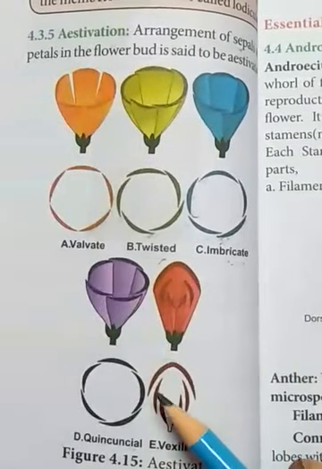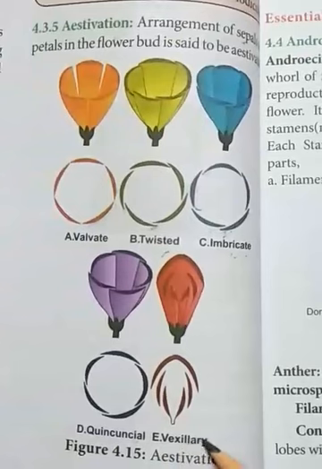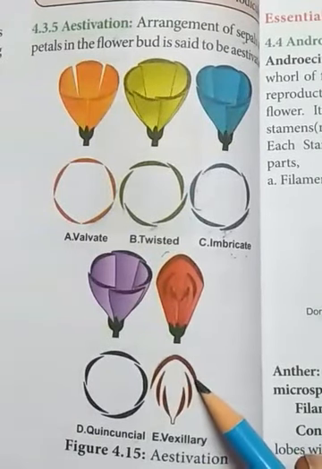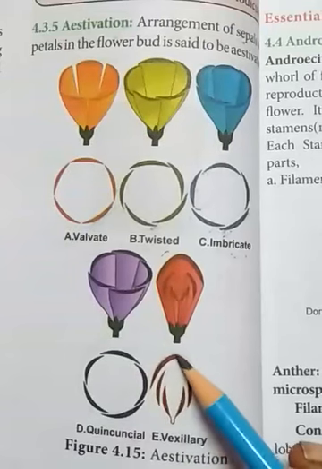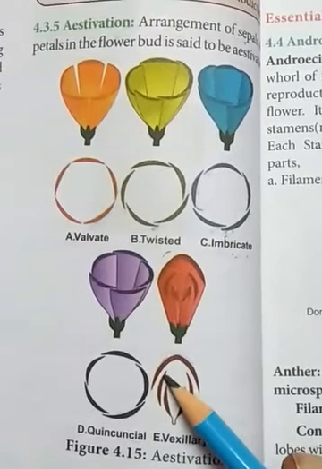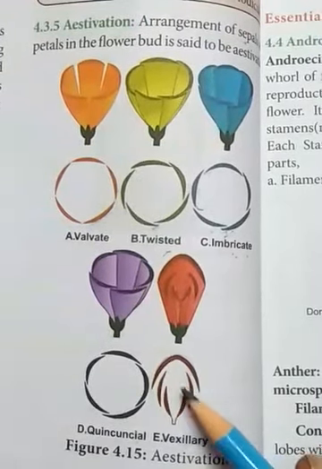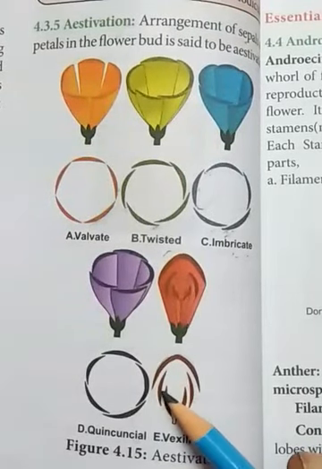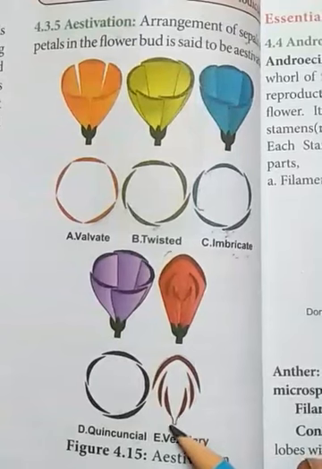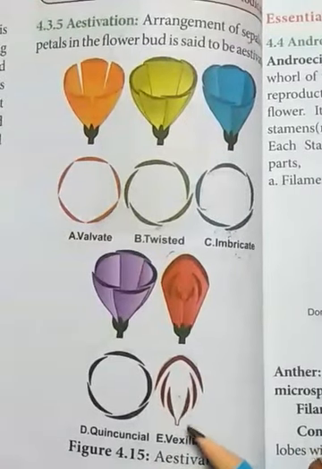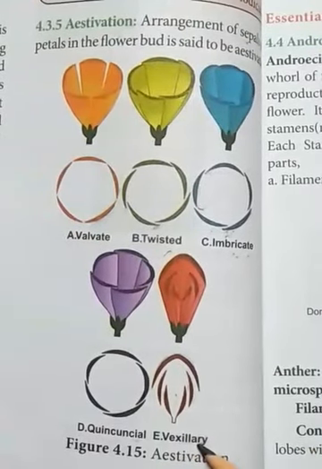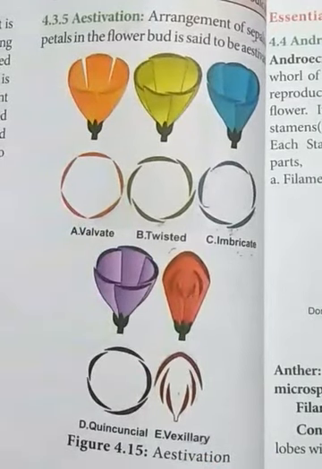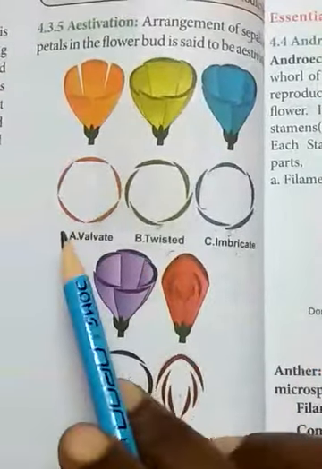And the last type of aestivation is the vexillary aestivation. Here, one sepal or petal is very large and it overlaps the others. The two lateral ones show the twisted aestivation, and the two sepals or petals are completely inside. Then this is called vexillary aestivation. So here we have studied aestivation. There are 5 types.